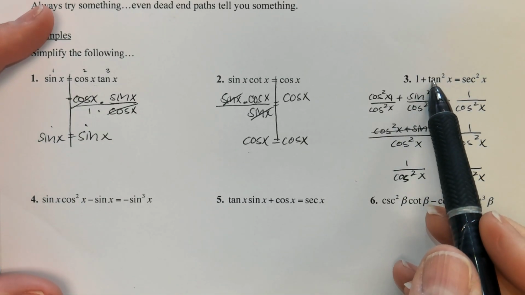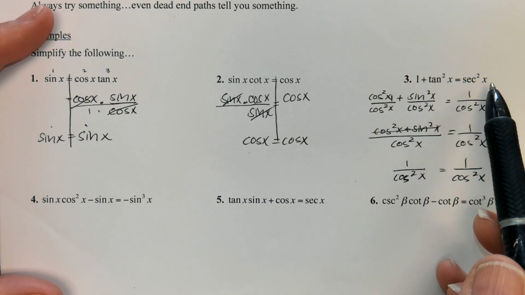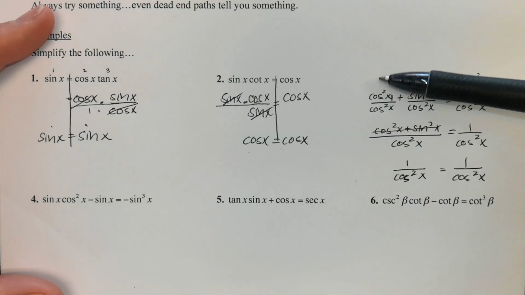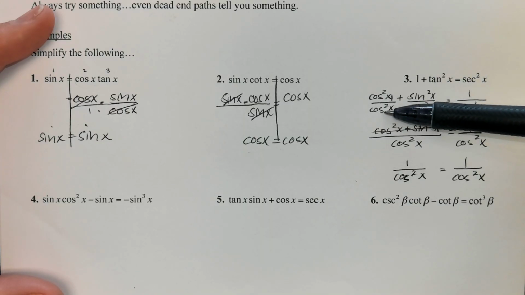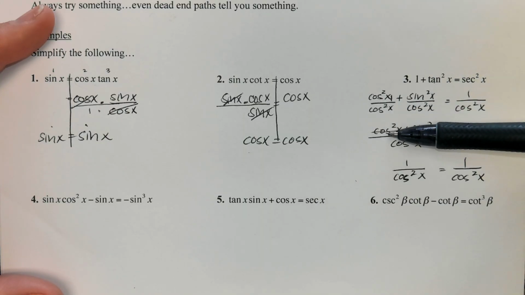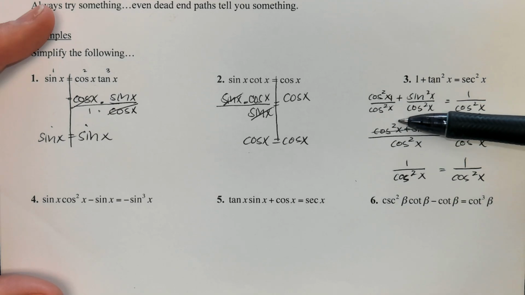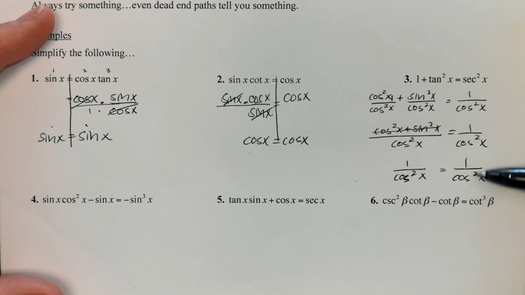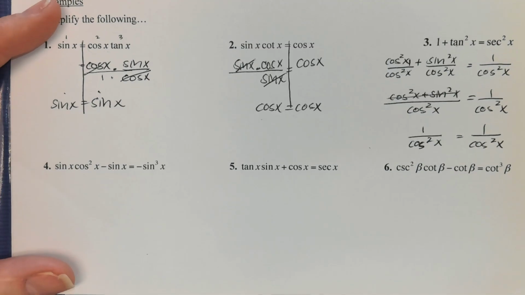So we substituted tangent for sine over cosine. We substituted secant for 1 over cosine. Did a little common denominator, multiplied by that, put our fractions together. This is an identity. Cosine squared plus sine squared is a 1. And now I've got the two sides being equal.